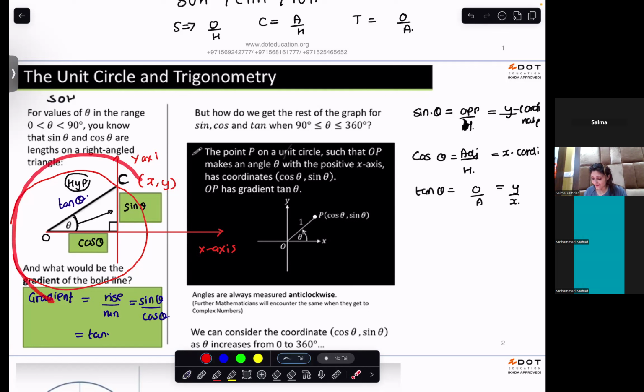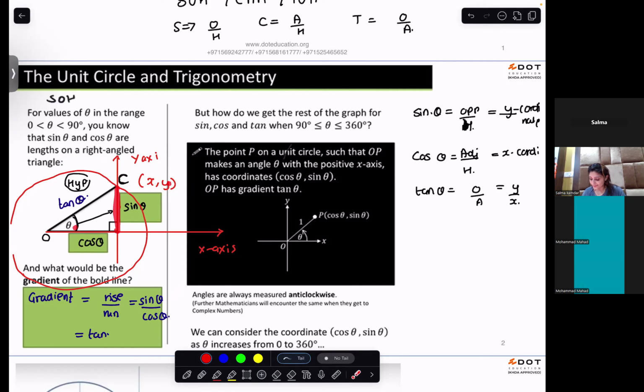So whenever I have a unit circle, O is the center. I will come to this topic again when we are doing something, but these things should be in your mind. I have an x coordinate of C and a y coordinate of C. The sine theta would always be the y coordinate.